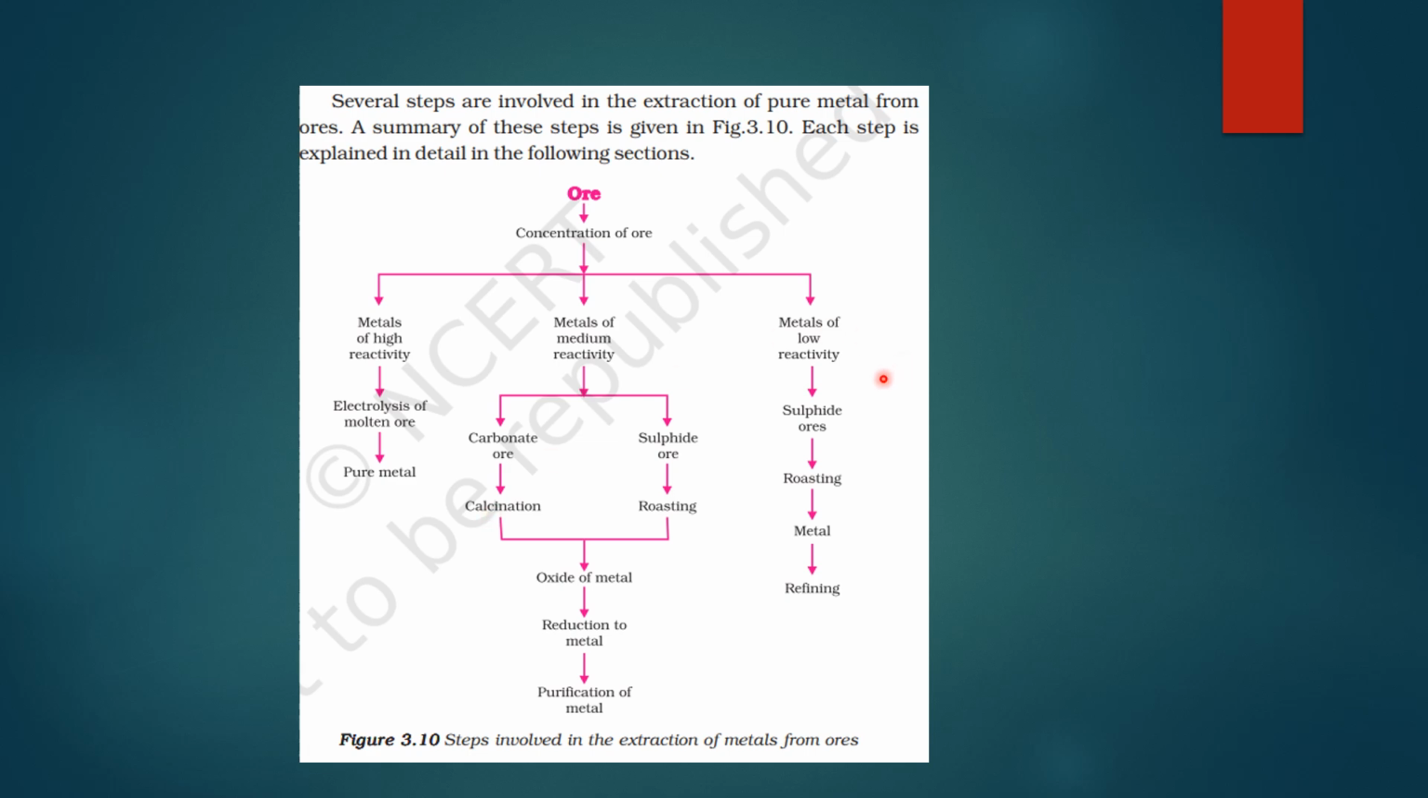लो रिएक्टिविटी में क्या करते हैं, सल्फाइड ओर्स आर देयर. ओके, उसकी हम रोस्टिंग करेंगे. We will see in detail रोस्टिंग क्या होता है. उससे हमें मेटल मिलता है, फिर हम उससे रिफाइन करते हैं. ऑलराइट. देन मीडियम रिएक्टिविटी में आपके पास कार्बोनेट ओर भी हो सकते हैं, सल्फाइड ओर भी हो सकते हैं. कार्बोनेट ओर में आप कैल्सिनेशन प्रोसेस करोगे, सल्फाइड ओर में रोस्टिंग प्रोसेस करोगे. And after calcination or roasting, whatever you choose, the oxide of metal is obtained. Okay, you reduce that to metal and then further you purify the metal.